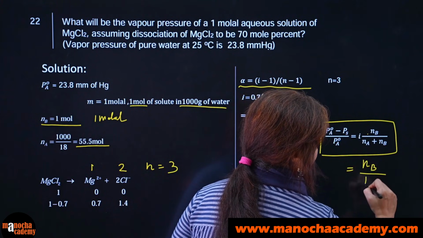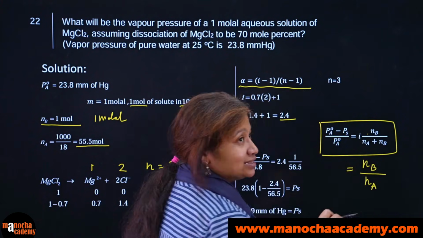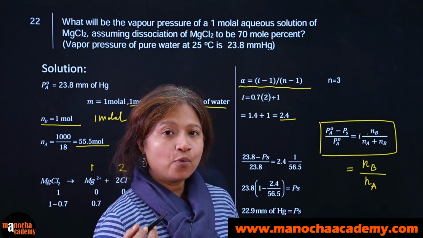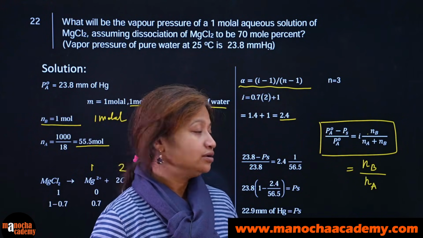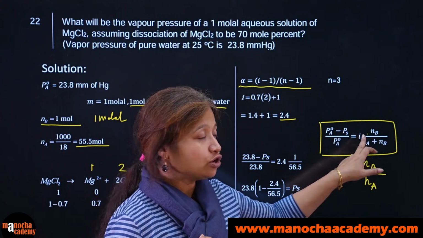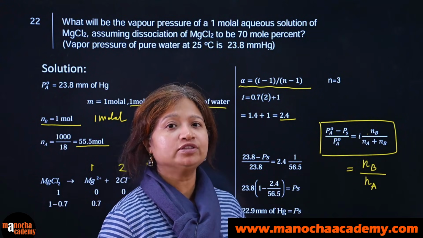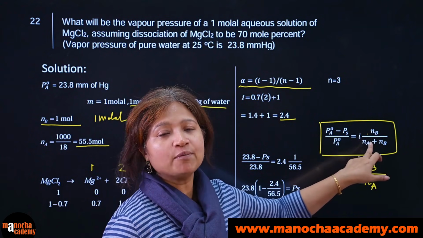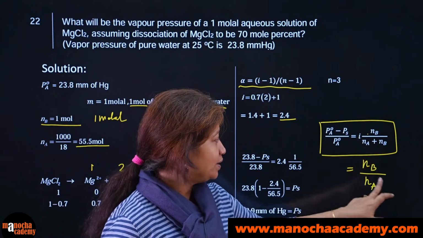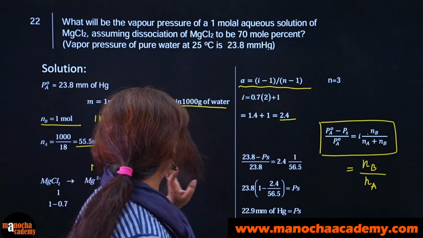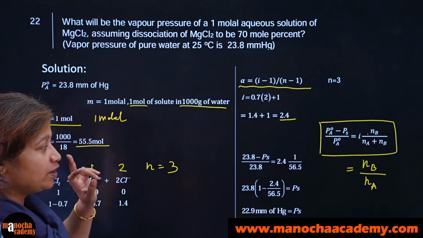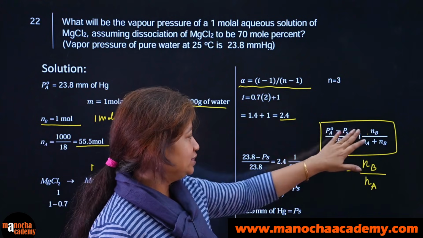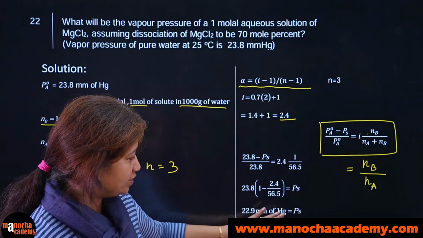nB by nA. Both are considered, because in colligative property we are told it's a very dilute solution, where the number of moles of the solvent is much more than the number of moles of the solute. So in the denominator, the solute number of moles we can neglect. So it becomes nB by nA. So even if you keep here 1 by 55.5, that will also be accepted. Even this, they have shown this format and given the answer.